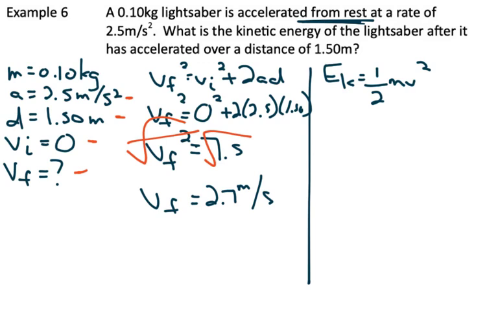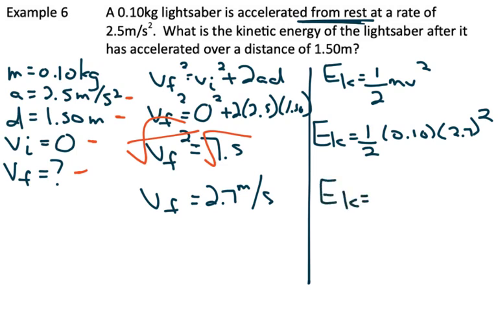Knowing that, we can slide over to the kinetic energy calculation. We have what we need now. So EK equals 1/2, m is 0.10, v is 2.7, and that is squared. Can one-stop shop that in the calculator. Going to 2 sig figs, we get that EK is 0.36 joules.